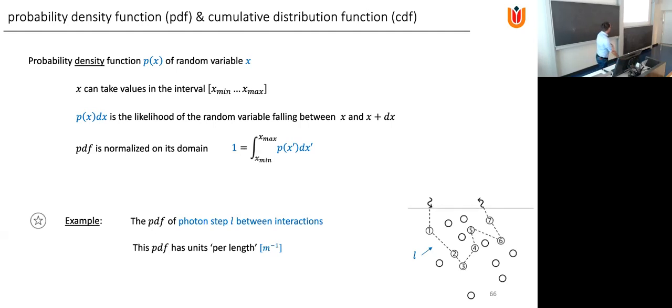So for example, let's take the probability density function of the step sizes that the photons take between the directions, the dotted lines there. The probability density function itself has units per length, because if I multiply it with a small segment dx, then I get something that is unitless, and I get the true probability.